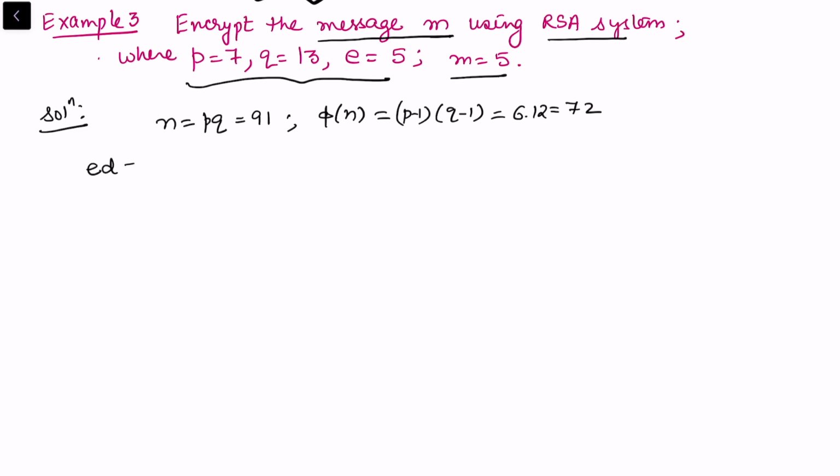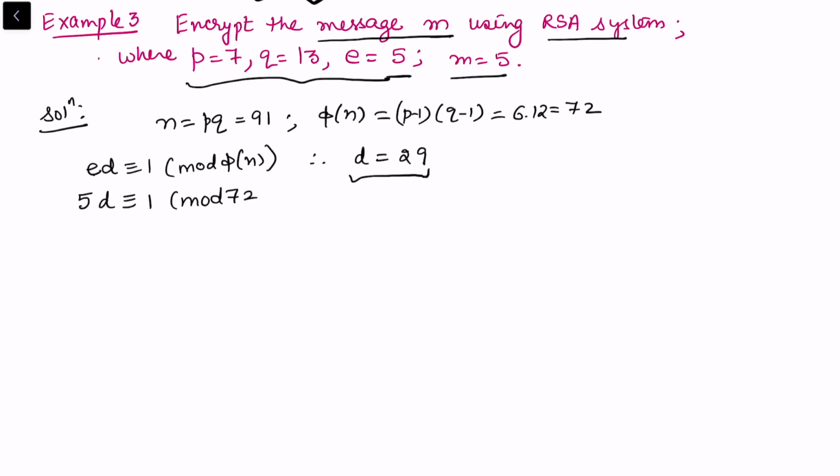And we require E D congruent to 1 mod phi N, because we need to find D, the decryption exponent. So D is equal to 29. To find this D, what I have done is simply substitute the value for E, which is 5, into E D congruent to 1 mod 72. And as I did earlier, this I can write as 5 into X plus 72 into Y equal to 1. I apply the Euclidean algorithm here. So I want to first find the GCD of 72 and 5.